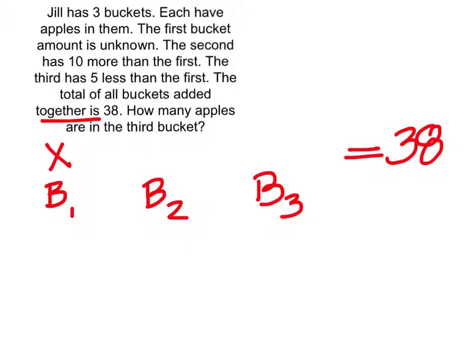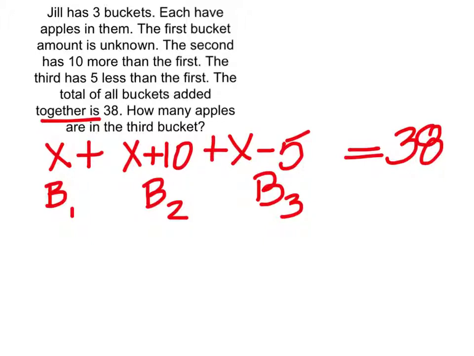The second bucket has 10 more than the first. So what do I do for the second bucket? X plus 10, yes. And then we go to the third bucket, has 5 less than the first. So what should I put for that? X minus 5, yes. What operation goes in between each of these buckets? Adding, right? How many X's are in this equation? 3.